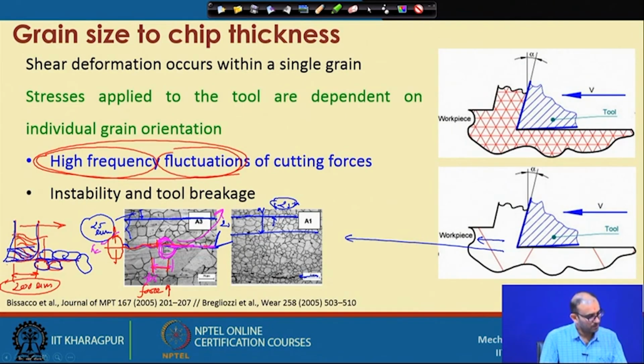or it will break from this location, depending on what the RPM and the feed rate are for cutting this particular part. So you are getting instability. Instability means it may bend but it will not break, it will continue with the machining. And tool breakage means whatever forces you are providing are enough to break this particular slender tool, that is the micro tool. So these are the problems when you are talking about the grain size with the chip thickness.